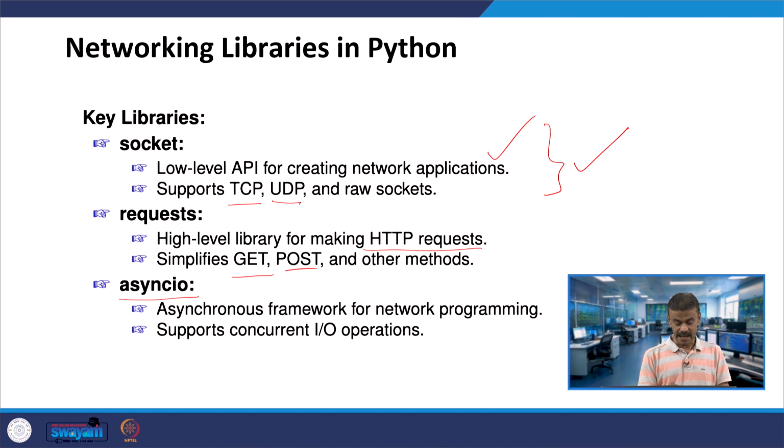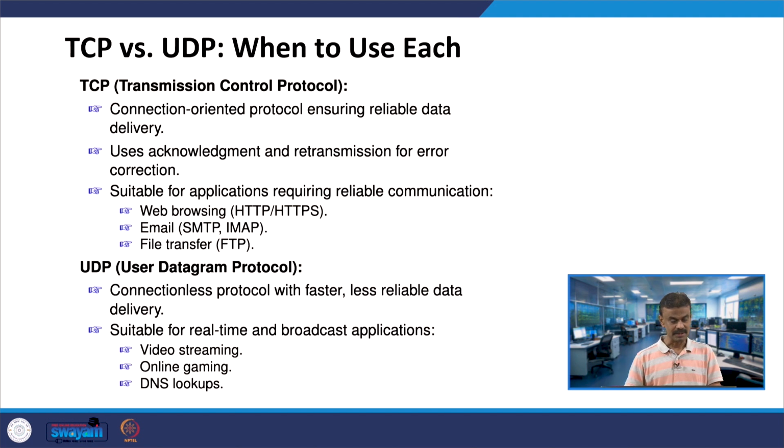So, for the asynchronous framework, this we had seen in the case of C++ and Java, right. We can use this library for the asynchronous framework when you are doing network programming. So, you have the library called asyncio, and it supports concurrent input output operations. When you have concurrent input output operations, we can use the asyncio library. Now, what is the difference between TCP and UDP?